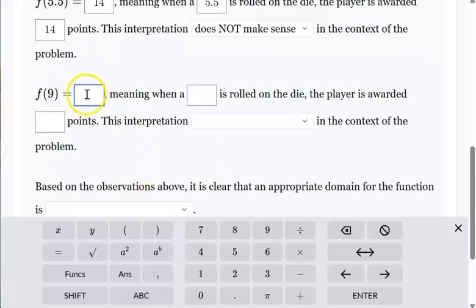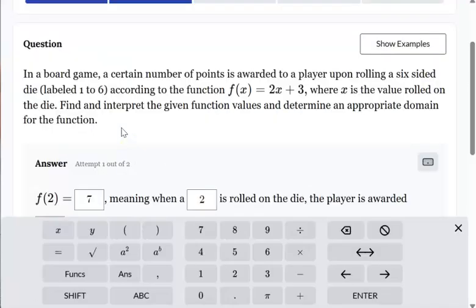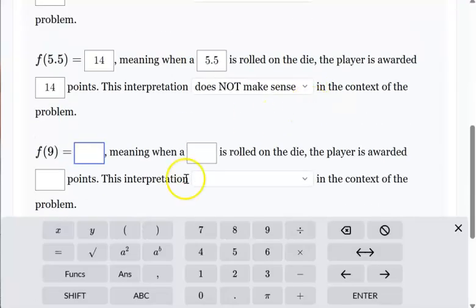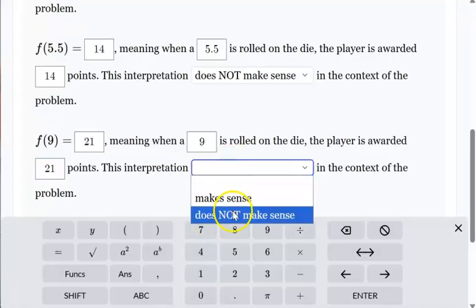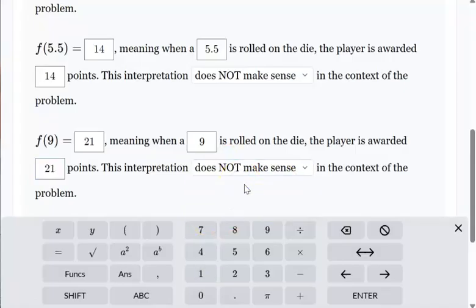Let's say I rolled a 9. I would double the 9, giving me 18, plus 3 more would give me 21, meaning that if I rolled a 9, that player would get 21 points. Does it make sense? It does not make sense because this was not a fancy weirdo die. It was just a regular old 1, 2, 3, 4, 5, 6 die. There is no 9. We will not be rolling a 9.